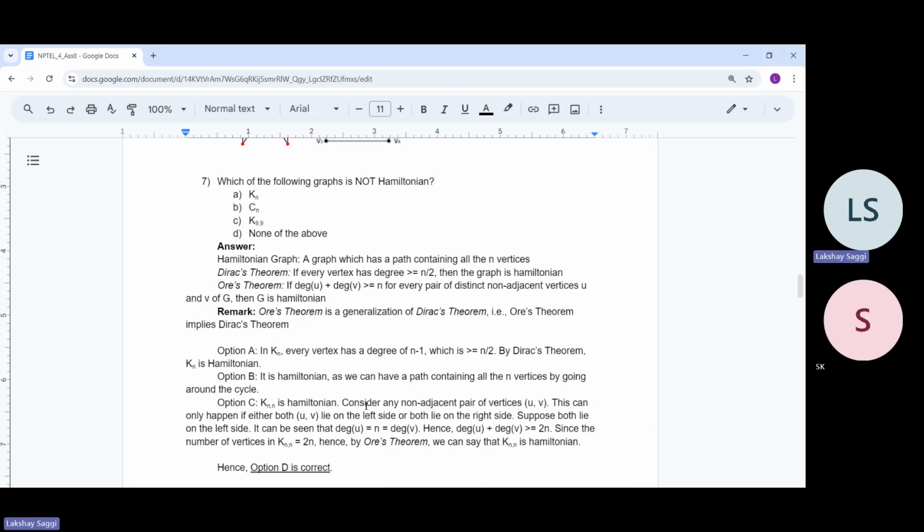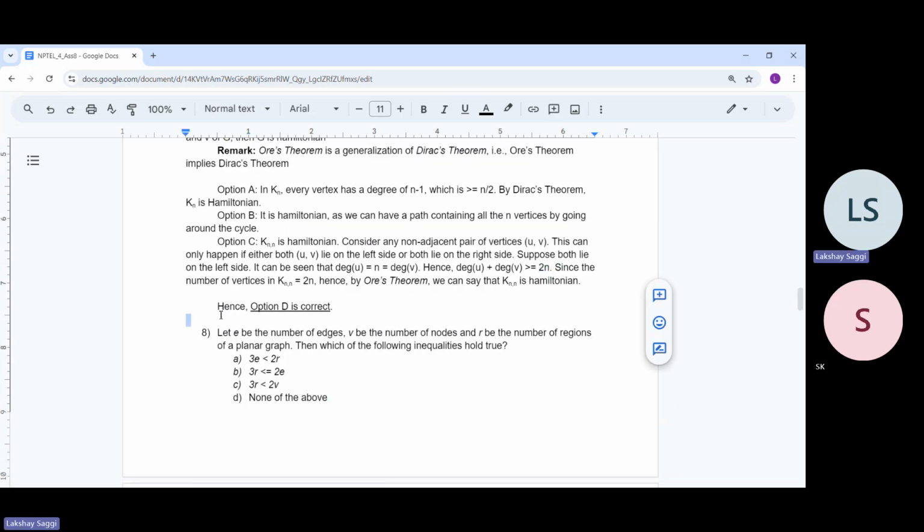I hope this makes sense, why K(n,n) is Hamiltonian, and especially that the number of vertices in the graph is not n but actually 2n. Ore's theorem says that the sum of degrees should be greater than or equal to the number of vertices. Here n is just a variable, but it denotes the number of vertices in the graph. So this n has been replaced by 2n.